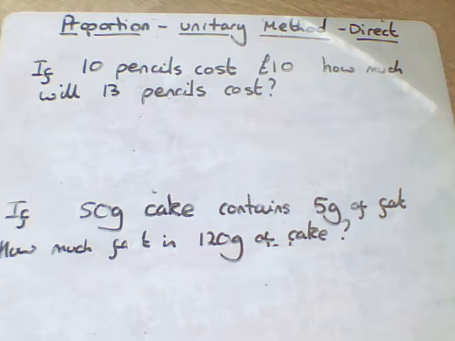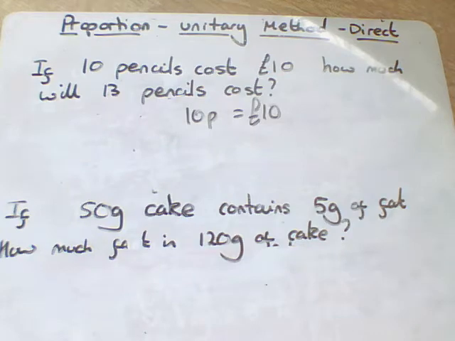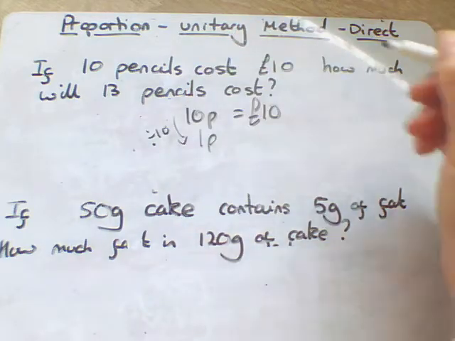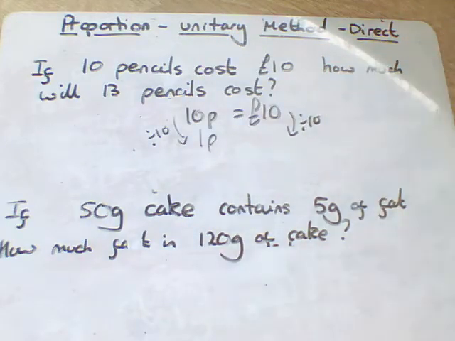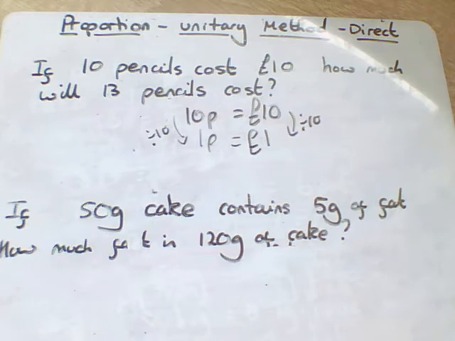So if 10 pencils cost £10, how much will 13 pencils cost? I know the numbers are rather obvious, but I want to use obvious numbers to show you the first example, because if you follow this method, you should always get to the correct answer. 10 pencils cost £10. Now I'm going to find what 1 pencil is. I always put this bit on the left hand side. I'm going to divide this by 10 to get a single pencil, so on the other side I'm also going to divide by 10.